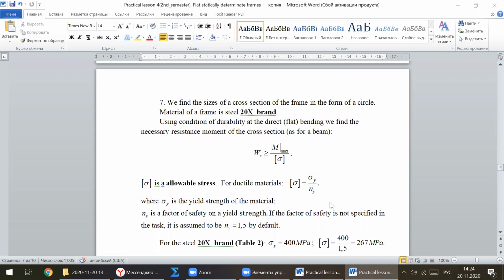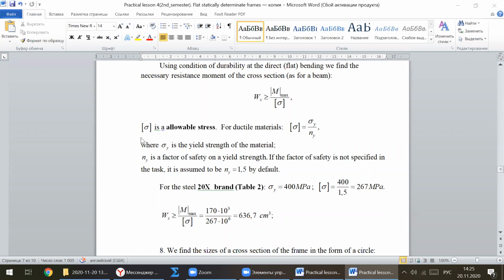We continue our lesson. For step number 7, we find the sizes of a cross-section of the frame in the form of a circle. The material of the frame is steel 20X brand. Using conditional durability as the direct flat bending, we find the necessary resistance moment of the cross-section as for a beam, according to this formula.